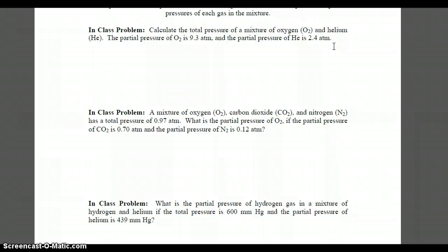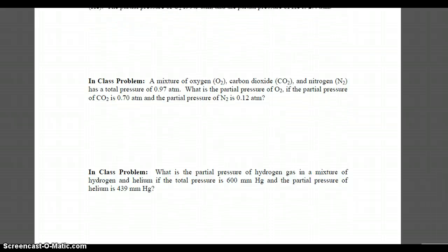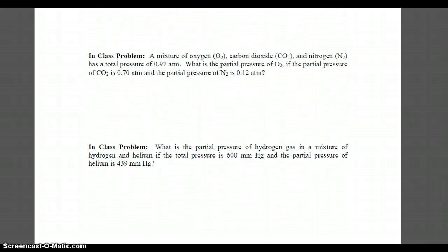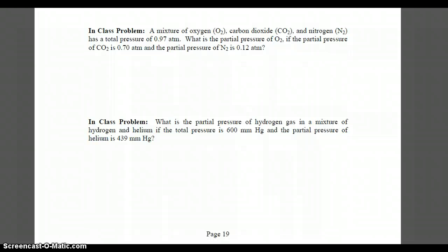Okay, and so when you do that, you just add them together and your total pressure should be 11.7 atmospheres. Okay, so let's scroll down to this next problem. This works no differently. You just have 3 gases and you're still finding the total pressure. So pause the screencast and take a moment to figure out the total pressure there.